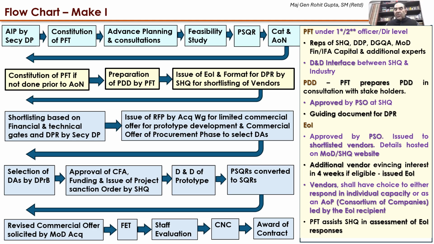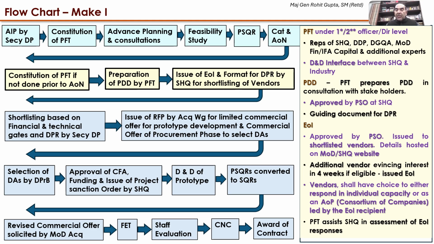Now, the project facilitation team, under a one-star officer or a two-star officer at director level, with representatives of SHQ, Department of Defense Production, DGQA, MOD Finance, IFA Capital, and an additional expert, is constituted. It acts as an interface between the SHQ and the industry and is a very important functionary towards development of the prototype. The project facilitation team shall prepare the project definition document in consultation with all the stakeholders. It is approved by the PSO, that is the Deputy Chief at the SHQ, and this becomes the guiding document for the detailed project report when it is required to be given.